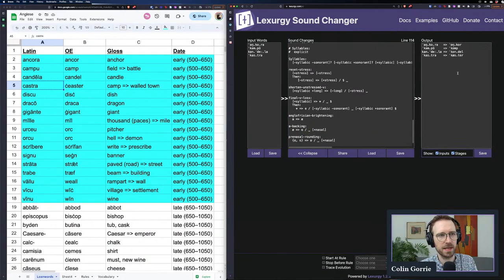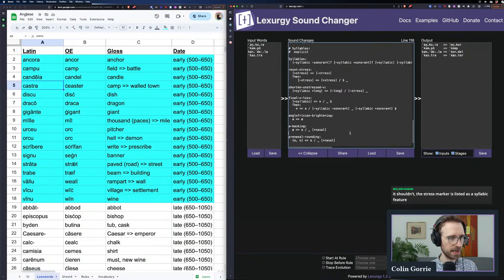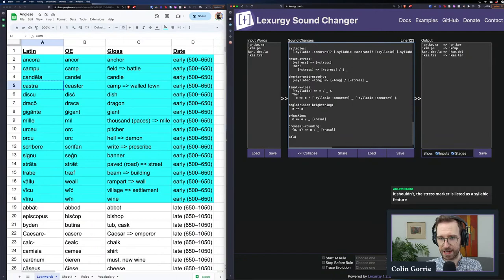caster. If anyone is familiar with the pre-Old English sound changes, or has a reference up, obviously it's not something I can show a PDF of on the screen. So if anyone has that, let me know and I can tweak the ordering. But this works at least. And then what we need to do is we need to palatalize. Palatalization. So K to ch.